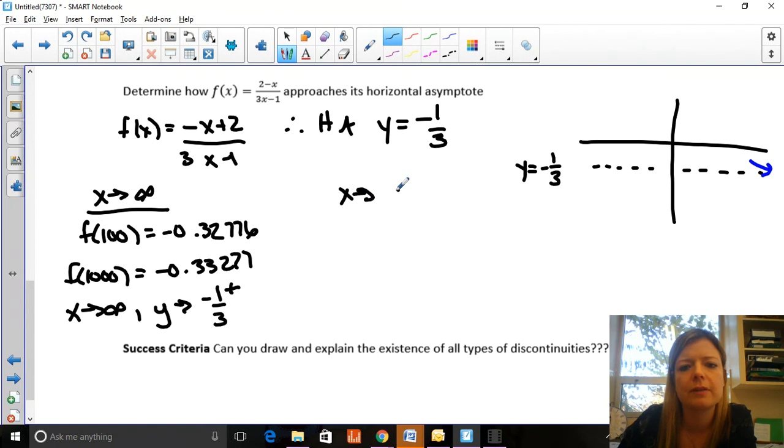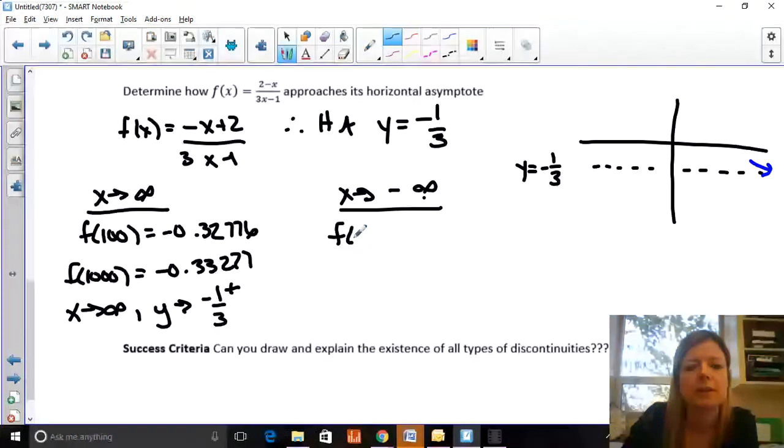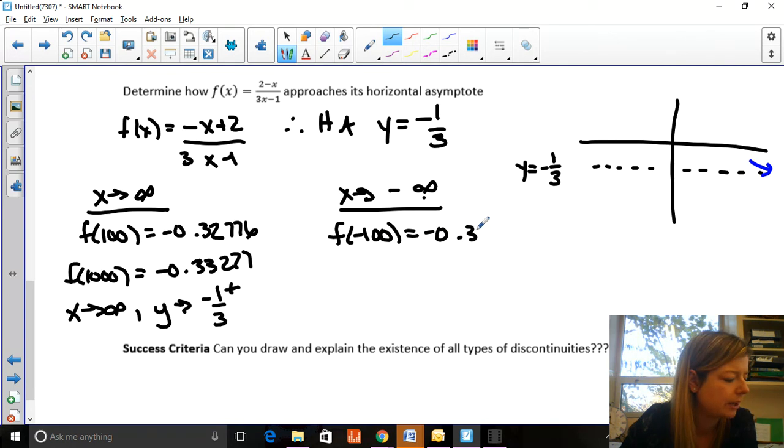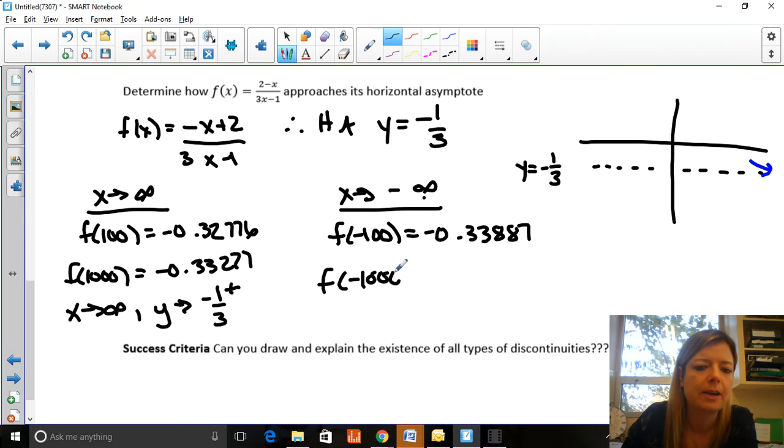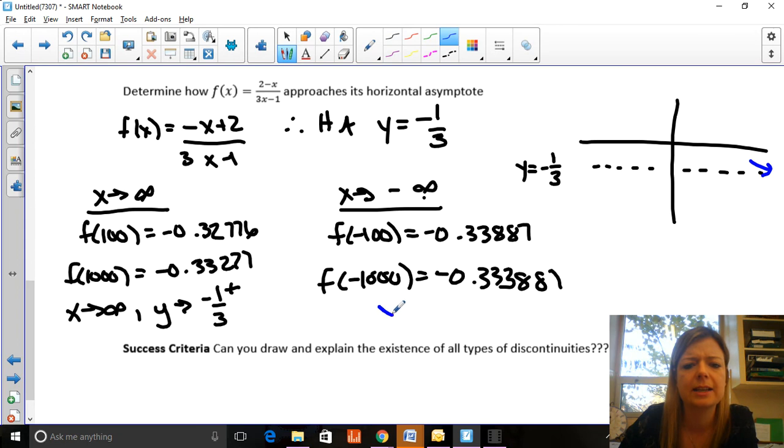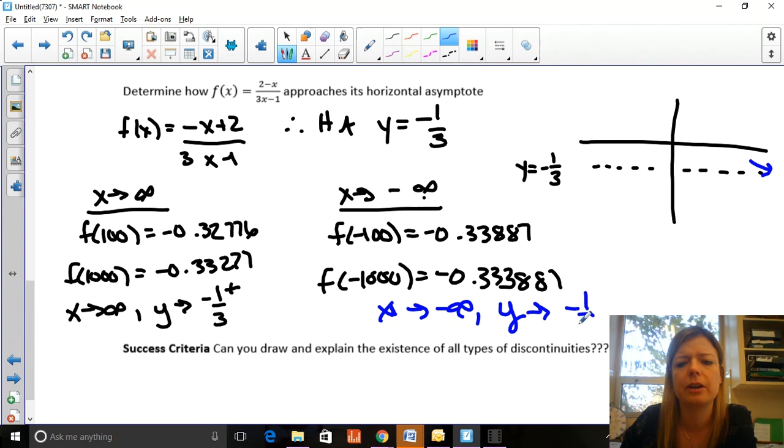So now we check -infinity. Now, you might be thinking, well, then obviously if this is from above, then this one must be from below. In this case, that will end up being what happens, but that's not always the case. Sometimes they both approach from above or both from below, so you always have to test. So f at -100 is -0.33887. So you can see that that's going to be lower. And then -1,000 is -0.333887. So as x is approaching -infinity, y is approaching -1/3, but from below.